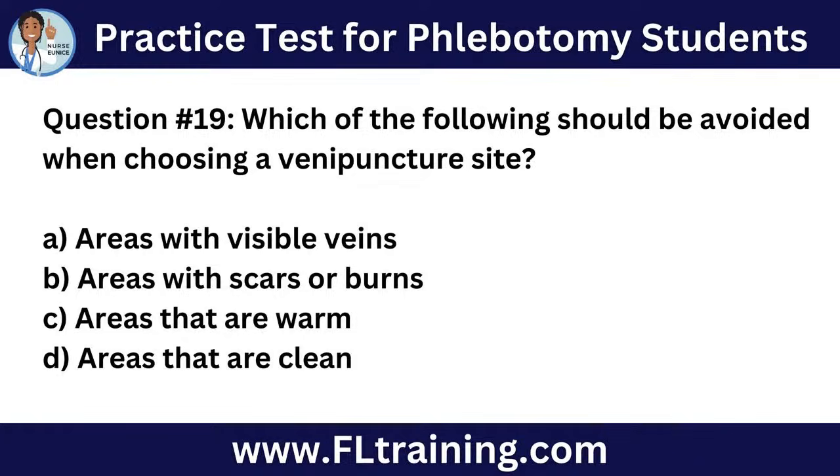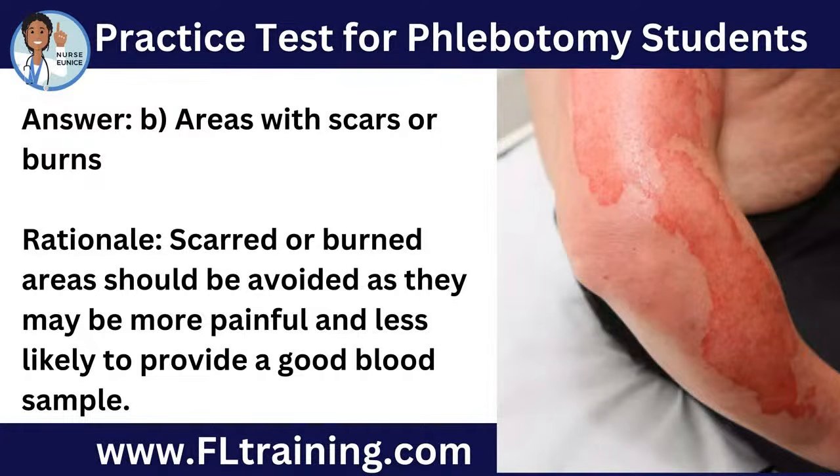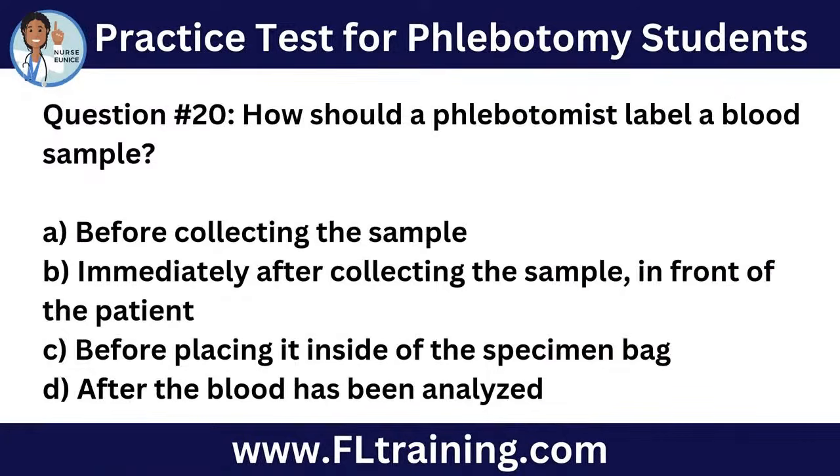And so if you chose B for question 19, you understand that we don't want to cause additional pain or trauma to somebody who has a burn or a scar or a surgical incision, an implanted device in their arm. So we are going to avoid those areas because performing venipuncture, putting a tourniquet on a wound, ouch, can be painful and less likely to provide a good blood sample.